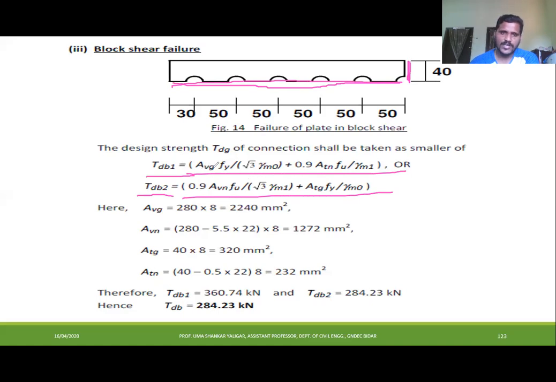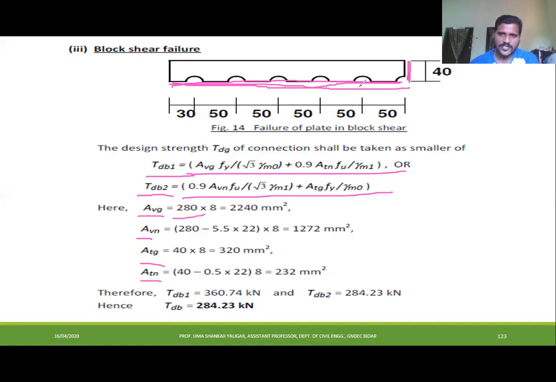Now here we have to calculate first the most important quantities: Avg, Avn, Atg, Atn. V means shear plane, G means gross area, that is the total area. Gross area along the shear plane. What is the shear plane here? This is the shear plane. How much is this? 30 plus 50 plus 50 plus 50 plus 50, it is around 280. This is 280.